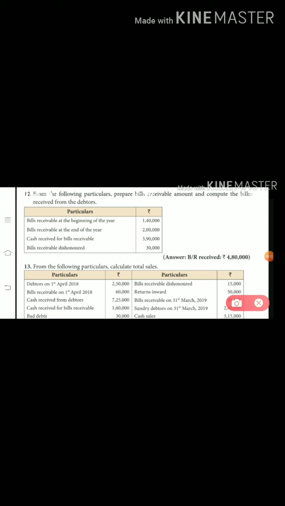The question is, bills receivable at the beginning of the year 1,40,000. This is the balance brought down value, the opening balance of bills receivable. And the second one, bills receivable at the end of the year 2 lakhs. This value is known as the bills receivable closing balance. And then cash received for bills receivable 3,50,000. Sorry, 3,90,000. Bills receivable dishonored 30,000.